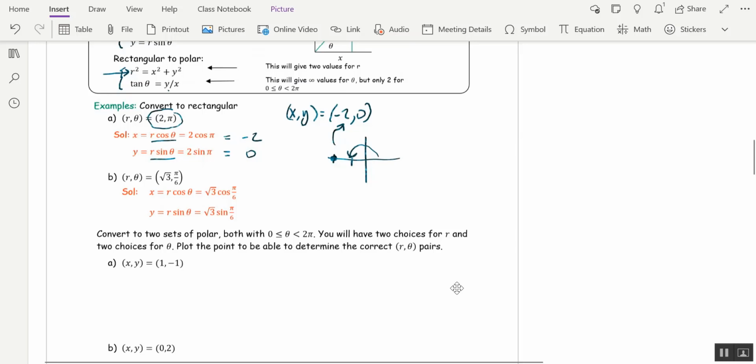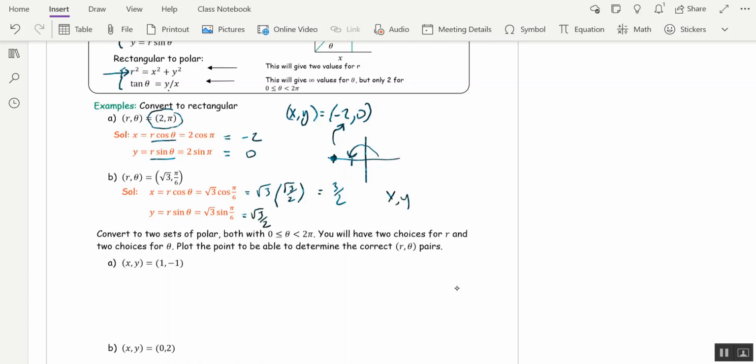Okay, next one. x is, again, r cos theta. Cosine of pi over 6 is √3 over 2. So this is √3 times √3 over 2, which is 3/2. And sine of pi over 6 is 1/2, so this is √3 over 2. So our x, y is 3/2, comma, √3 over 2.